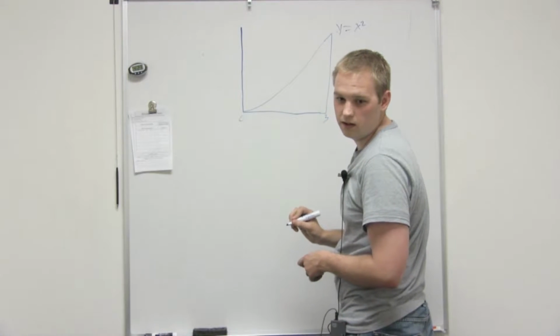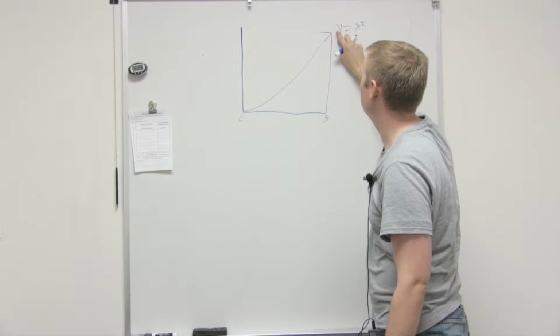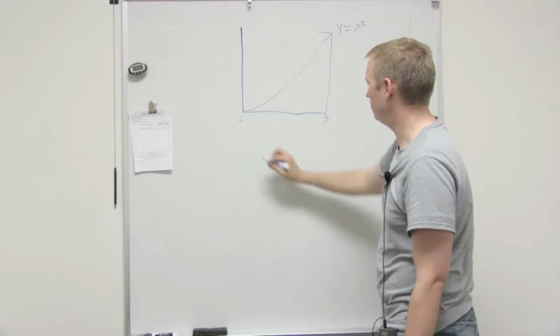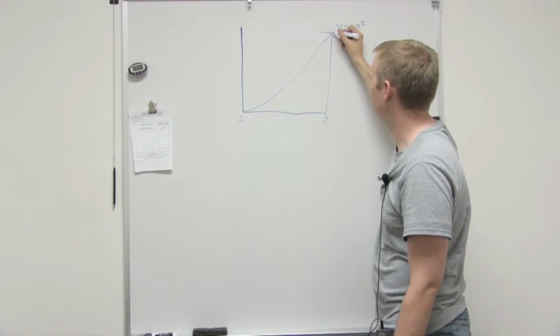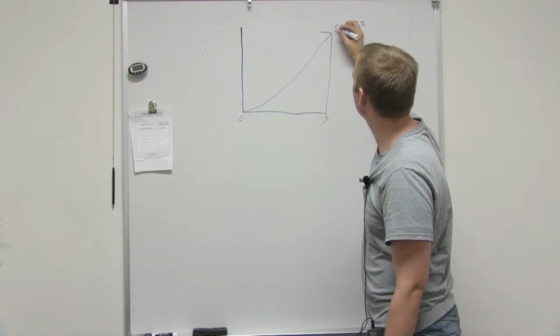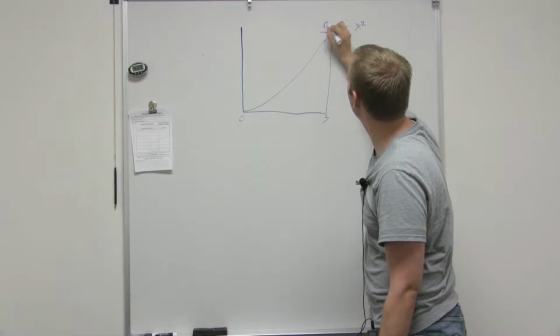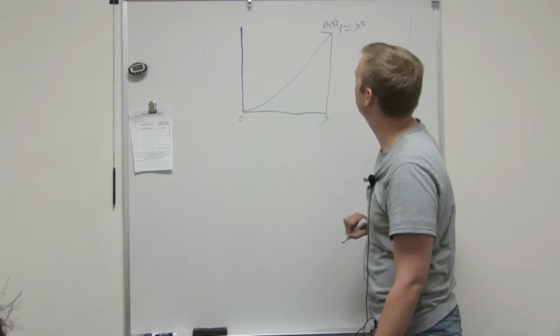The first thing you want to do is figure out how high this is going to go. If it goes from 0 to 3 over here, what's this point up here going to be? 9. So the point is 3 and 9.